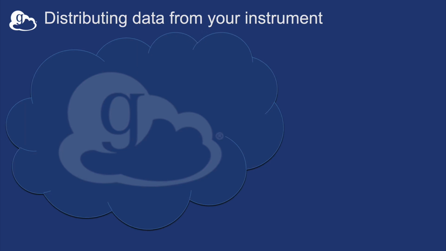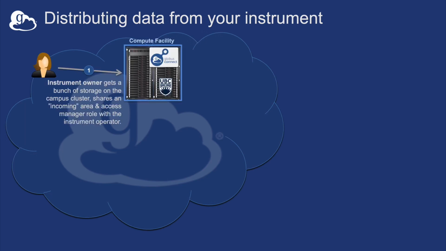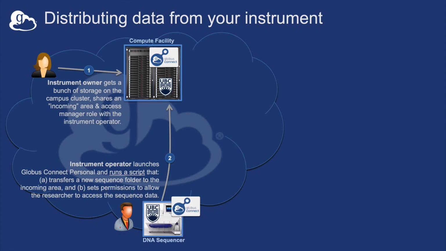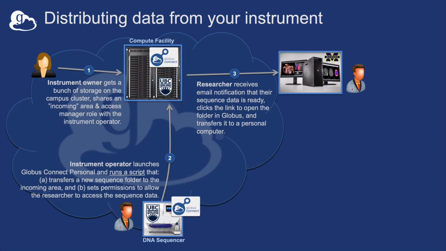So, how should this work? First, you'll need to get some storage on the campus storage system and set it up for automation. You'll share access to your campus storage with the lab system so it can automatically upload the data and set sharing permissions. Next, you'll set the lab up with Globus Connect Personal, since the instrument probably runs on Windows, and your lab operator will transfer the data to the campus storage and set sharing permissions for the researcher who sent the sample. Your research colleagues, wherever they may be, will receive an email from Globus when their data is ready, and they'll use Globus to transfer the data from the campus storage to their own system.